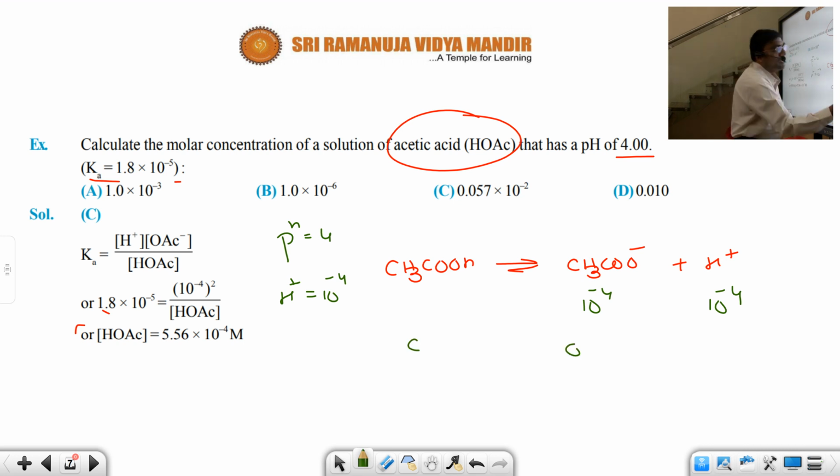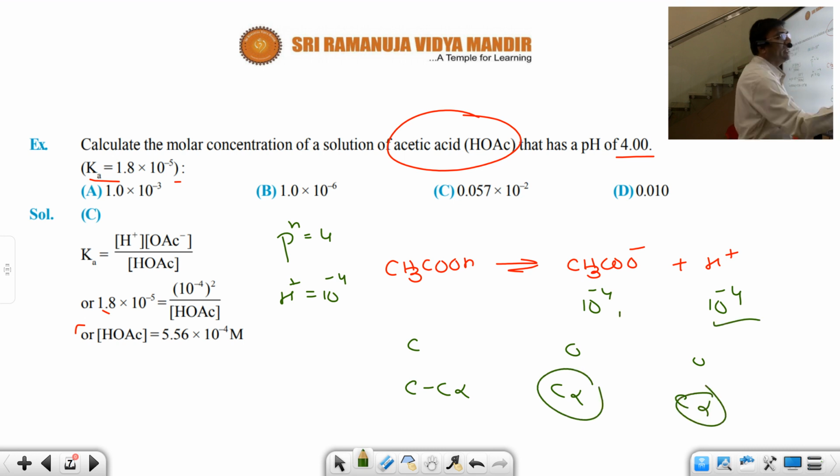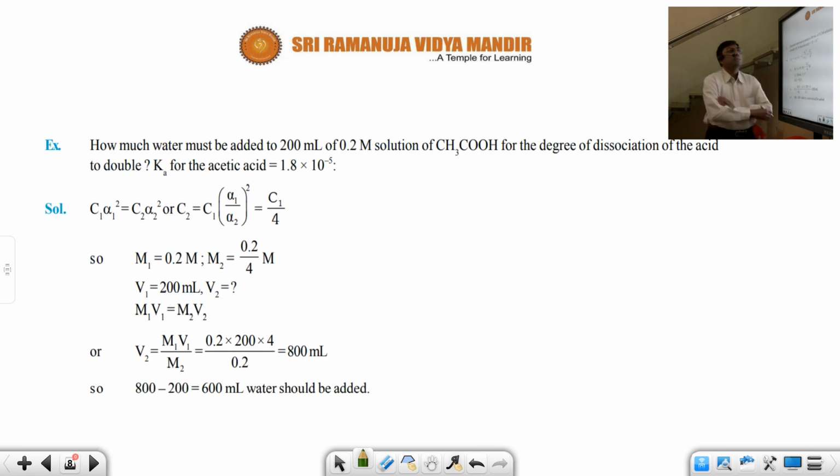When you take C, the products are 0 and 0. You get C minus C alpha, and C alpha and C alpha. Both are C alpha. If it is 10 power minus 4, it should be 10 power minus 4. That's the reason why it is 10 power minus 4 whole square. Hope you are clear with this numerical. Now let's move on to the next numerical. How much water must be added to 200 ml? Initially you have taken 200 ml.